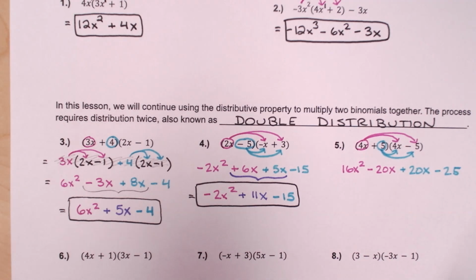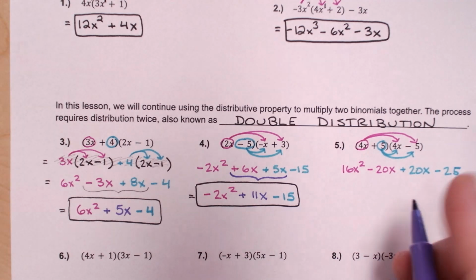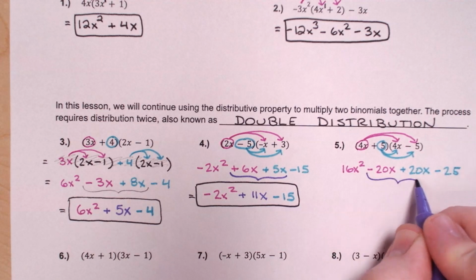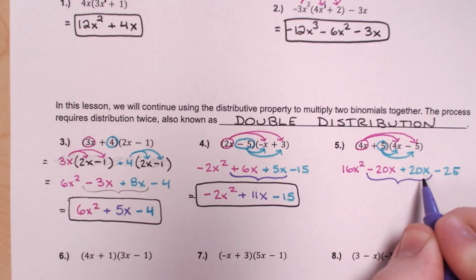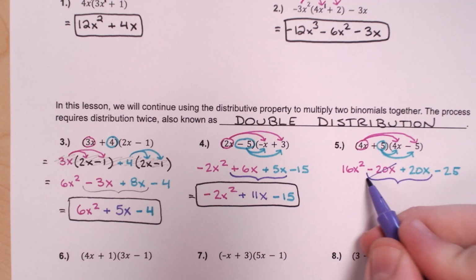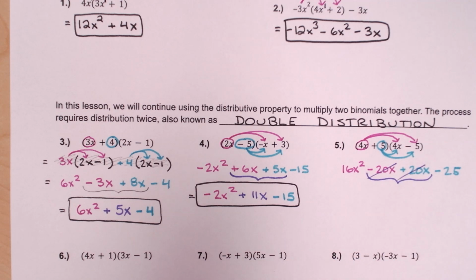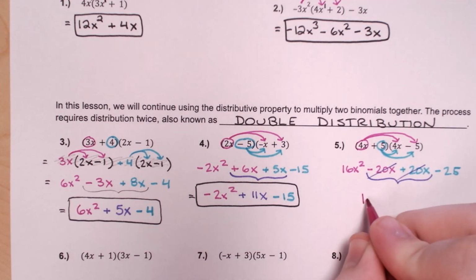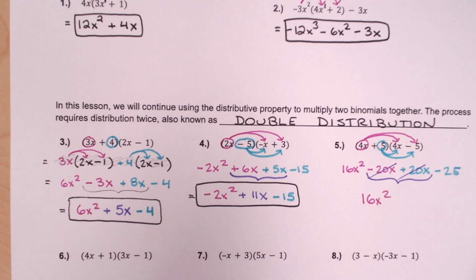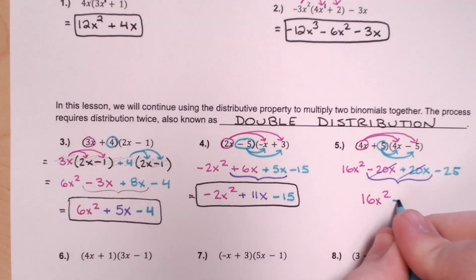So this one's kind of a unique situation because whenever I go to combine those like terms, negative 20 and positive 20 add to 0, and so those just cancel each other out. And your final answer here is just 16x squared minus 25.